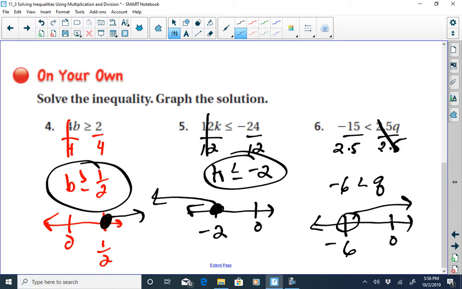I see zeros in my solution set, so let's try 0. 2.5 times 0 is 0. Is negative 15 less than 0? Yes, it is. So these last several problems show that when you multiply or divide both sides of an inequality by a positive number, the inequality remains true, and it allows us to find solutions to one-step inequalities.